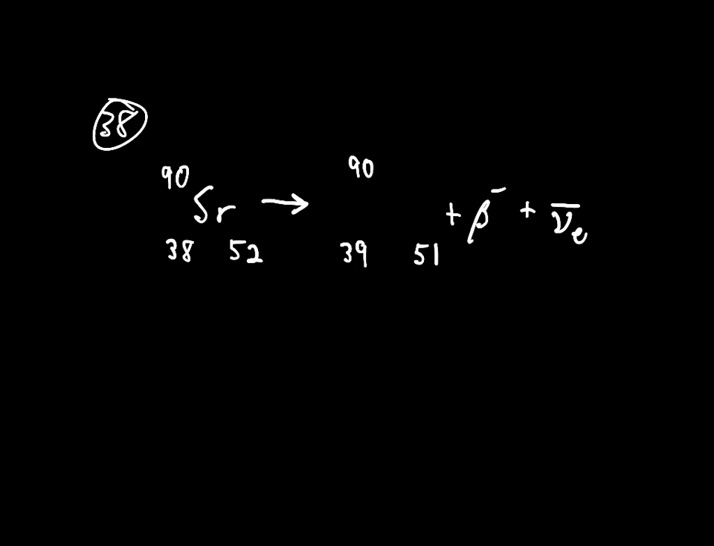I go to my periodic table. What number do I look at? 39. What is number 39? Y. It's yttrium. Strontium turns into yttrium plus an electron plus an anti-electron neutrino.